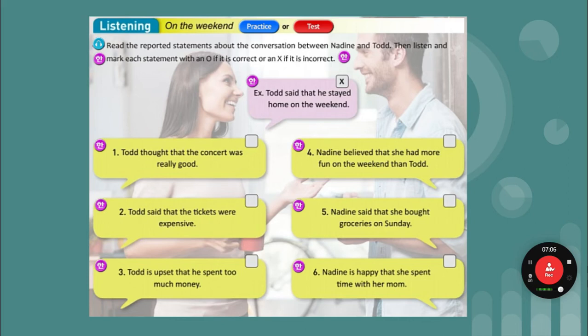Okay, listen to the conversation between Nadine and Todd. They're talking about their weekend.